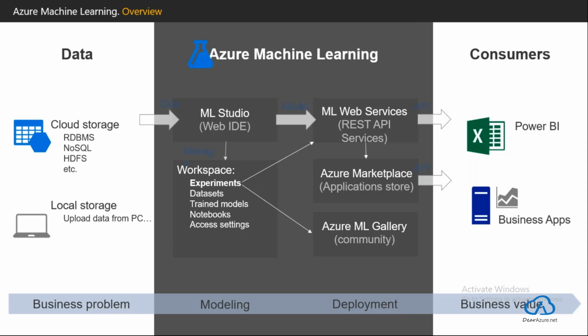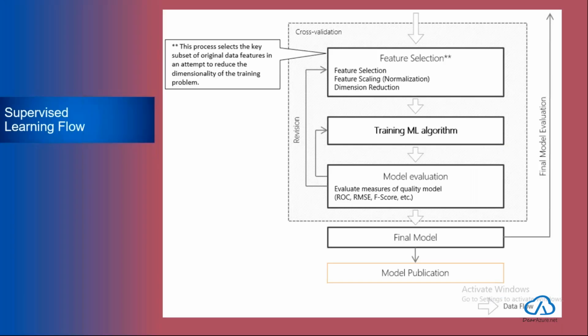So this is the thought process of the supervised learning flow. This is the cross validation of feature selection, feature scaling, training ML algorithms, model evaluation, and the final model and model production. This is the flow of processing the key subset of original feature data and attempting to reduce the dimensionality of the training problem of a supervised learning flow, the revision of the machine learning algorithm, how it can work, and how the final model can be run.